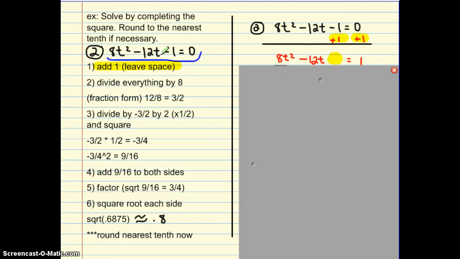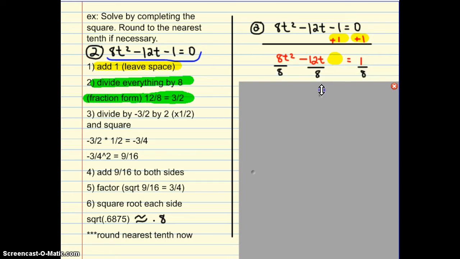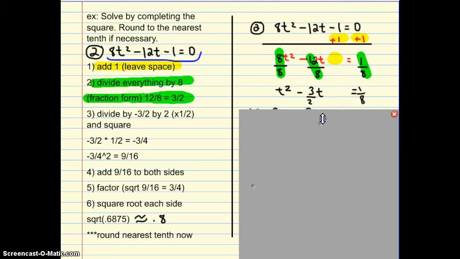The next thing we're going to do is divide everything by 8, and we're going to make sure that we leave things in fraction form in this middle term. So we divide by 8, and what that gives us is t squared minus 3 over 2 t, and again we're leaving that space, equals 1/8.